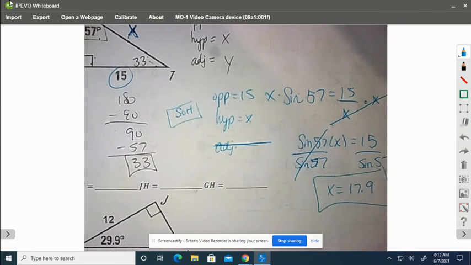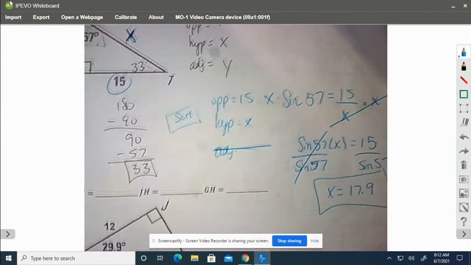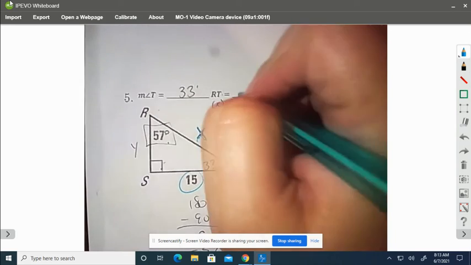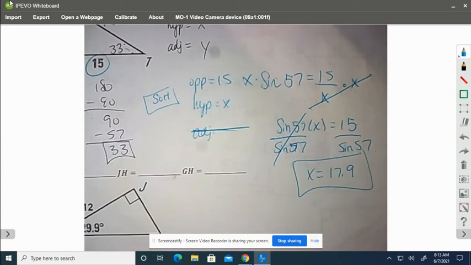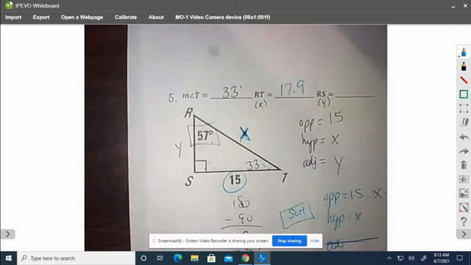So remember that your x is your RT. So now up here, I'm going to write down next to RT that it is 17.9. Any questions with that, how I found that side? Good? Nobody has questions? All right, now I'm going to find side y.